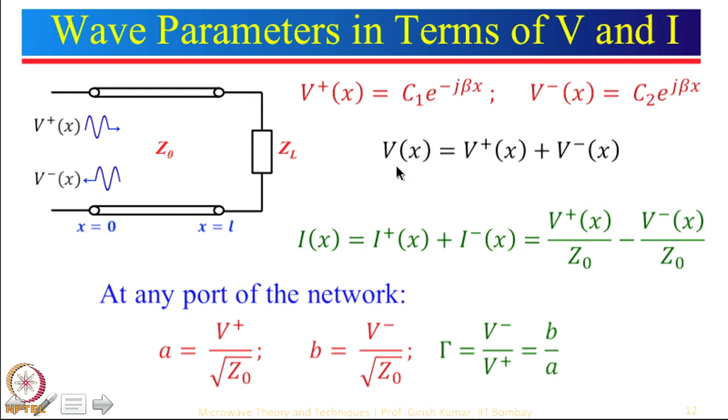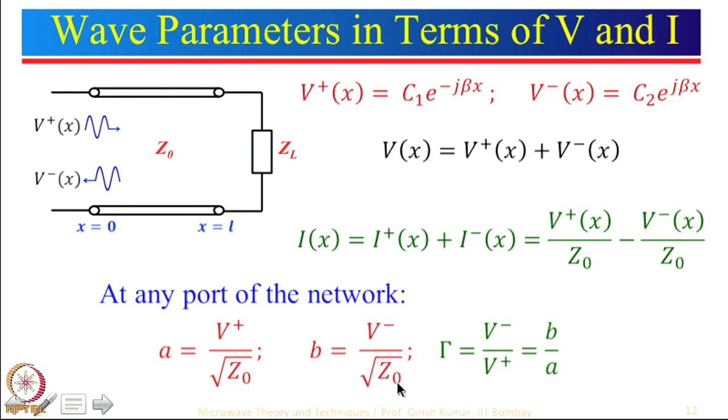Which is something similar to what we had talked about as V1 for port 1. Now similarly, the current, we have not shown it over here, but current in the same fashion is defined. So current will be again I plus and I minus, and the currents are related to the voltages: V plus divided by Z0 and V minus divided by Z0. So now at any port of the network, we have just shown here the generalized form A, B, but suppose it is port 1, then this will be A1, this will be V1. If it is port 2, this will be A2 and this will be V2 and so on. So here A is defined in terms of V plus divided by square root Z0, and B is defined in terms of V minus divided by square root Z0.